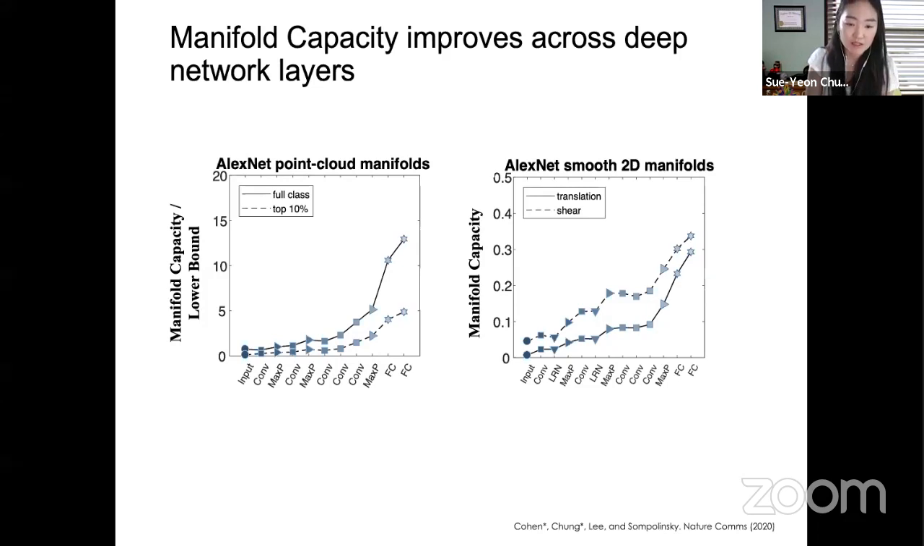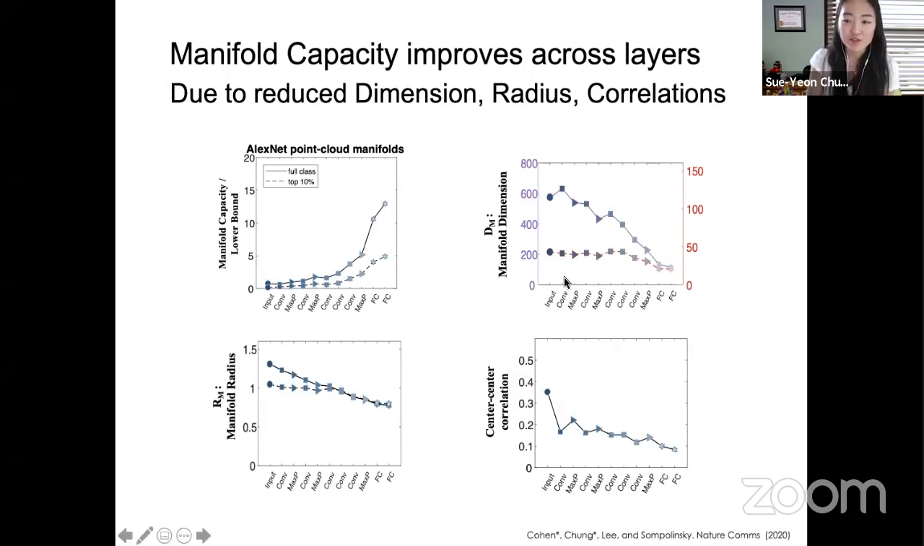And this is probably quite similar to what you would get if you just train a linear classifier on top of the deep net and then try to get the accuracy. It's known as a linear probing method. But what we can do with this metric now is ask the question of why these manifold capacities are improving across layers. And now we can answer that question by looking at the geometrical properties. So this is the manifold capacity improving across layers that we saw, and you can now tell that this is because the dimensionalities of these object manifolds are reducing, as well as the manifold radius and the center correlations between the object manifolds.